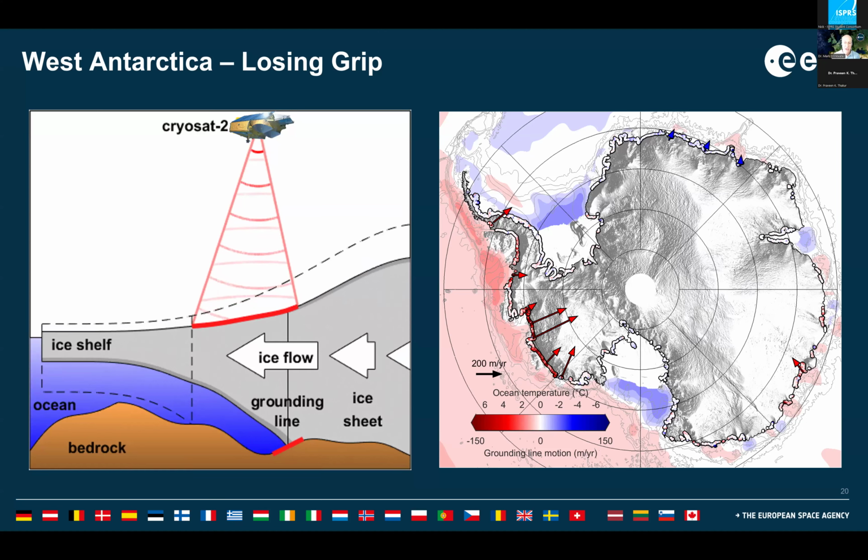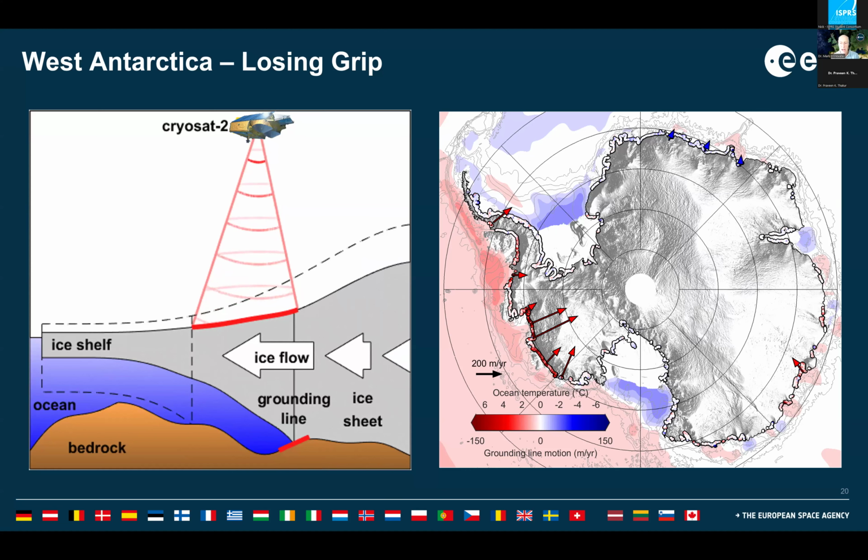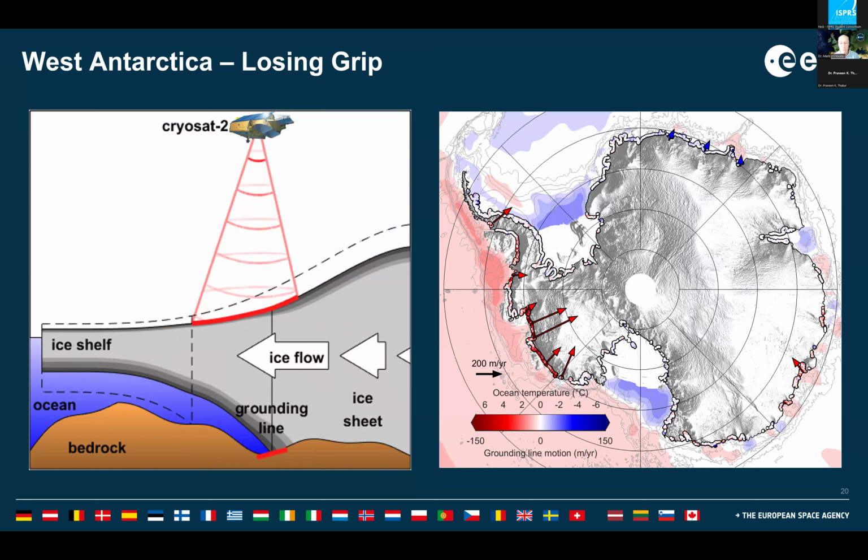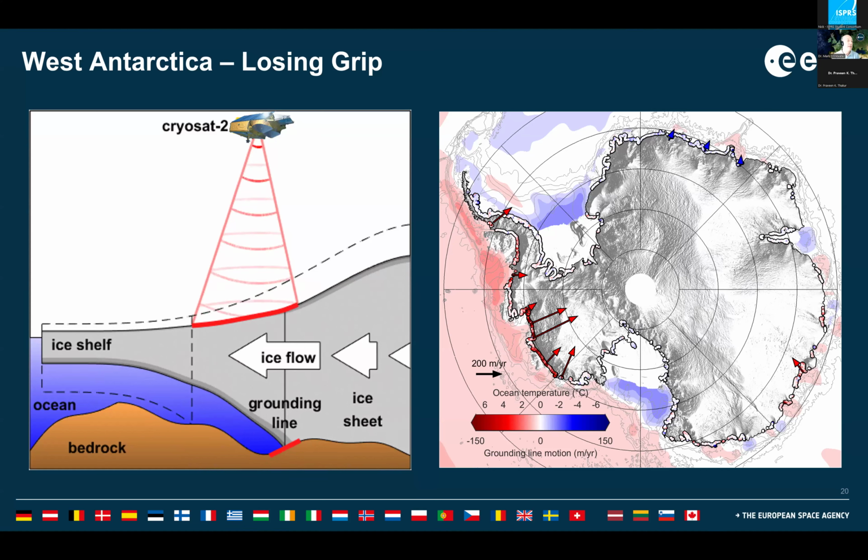And this recession in the grounding line and the associated dynamic thinning of the ice streams results in something called marine ice sheet instability.